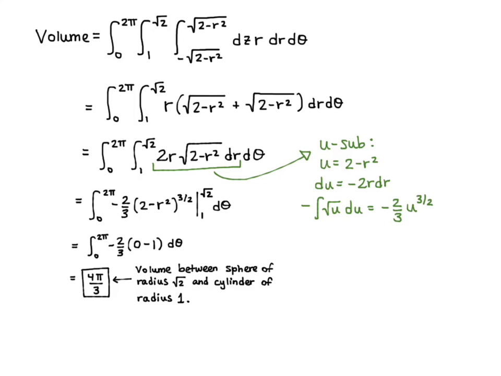So that's the volume between the sphere of radius radical 2 and the cylinder of radius 1. So remember your steps. Figure out your z-bounds by switching your equations into cylindrical. Figure out your r and theta bounds by projecting your region down onto the xy plane and figuring it out based on how you would in polar. And that summarizes cylindrical coordinates.